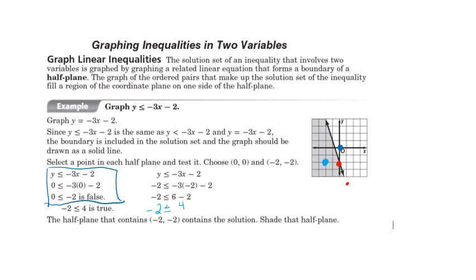If it was just less than and not less than or equal to, then my boundary line would be dotted, and then I would shade underneath. Okay? I would shade underneath that line. Because that dotted line is saying, hey, all those points up to this line work, but nothing on the line works because it's not or equal to.